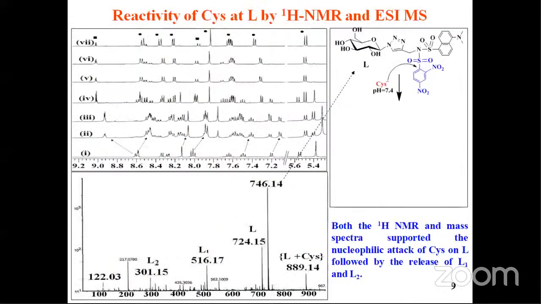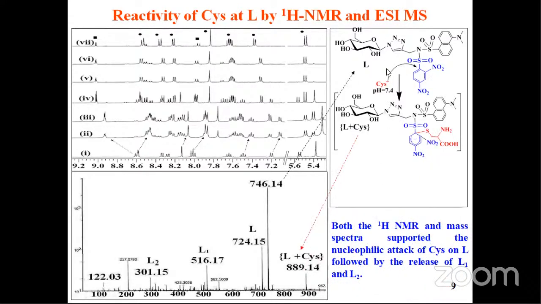And here, this is very important: the reaction mechanism, how it is interacting with the cysteine. We have studied this using proton NMR and also ESI mass spectrometry. Look at the initial molecule. The mass spectrum gives a molecular weight of 746, and the NMR spectrum starts with one.